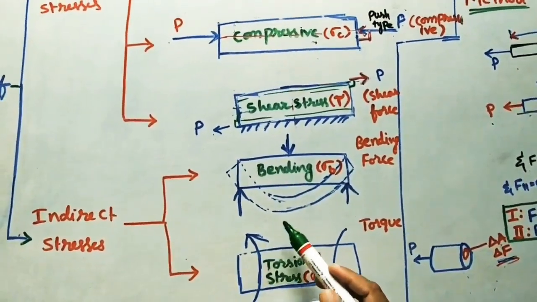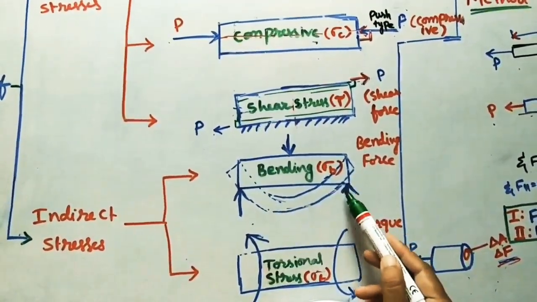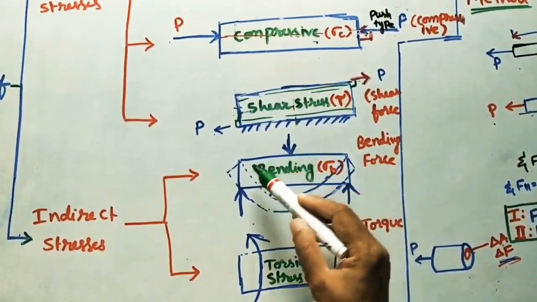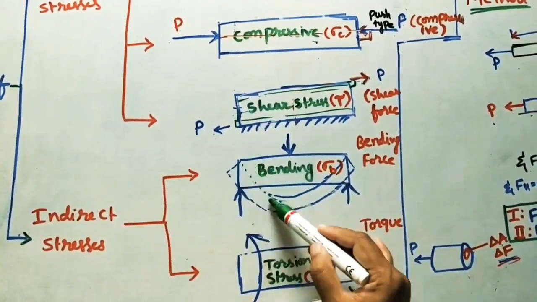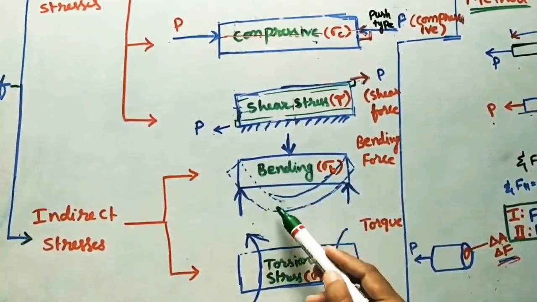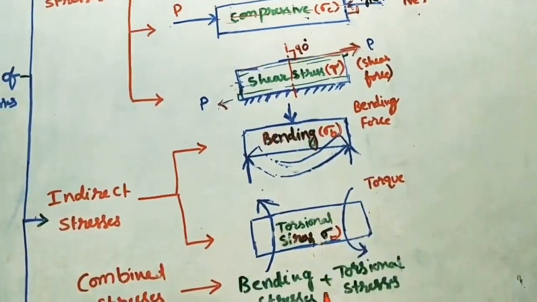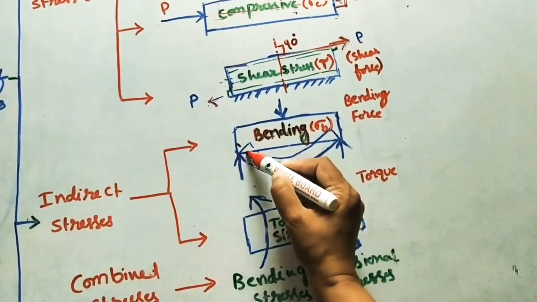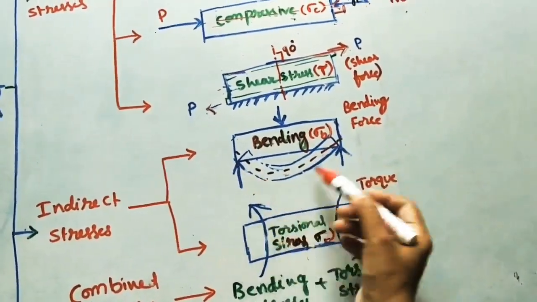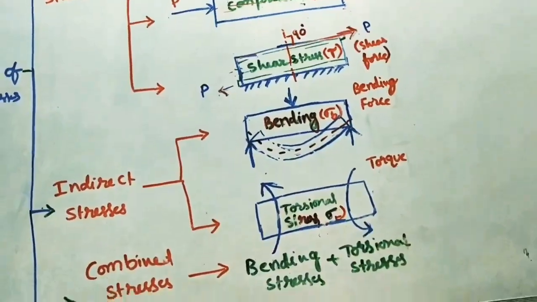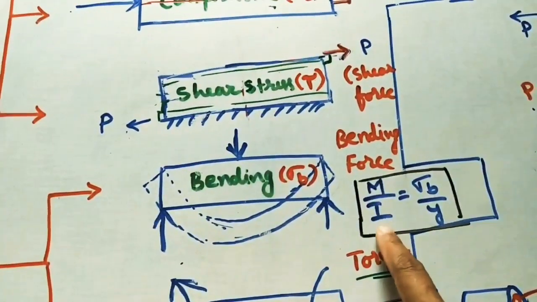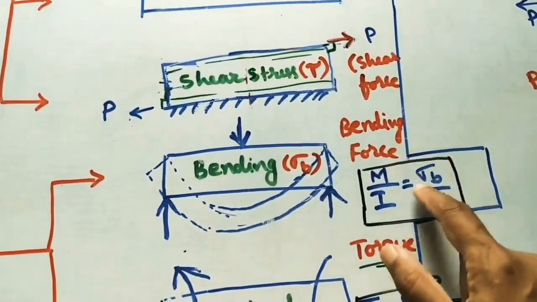And then the next one is the simply supported beam. If you are applying the load at both ends, it is called a simply supported beam. Here I am applying the bending force. Because of it, the body will get this shape, and some stress will develop inside the body. This stress is called bending stress, sigma b. The axis we have to take should be like this. We will discuss in next classes how to consider all these axes. For bending stress we are taking this formula, M by I is equal to sigma b by y, where sigma b is the bending stress.